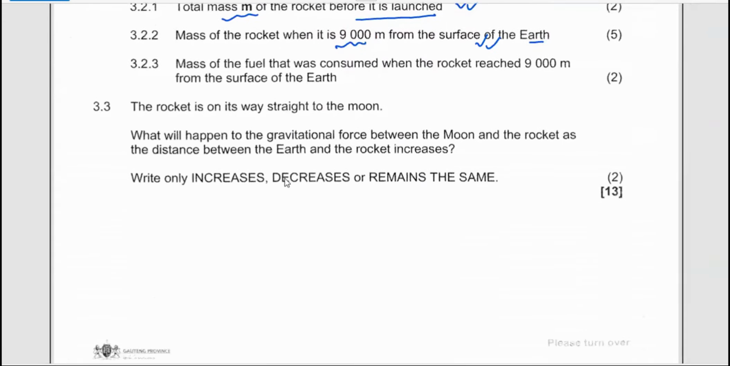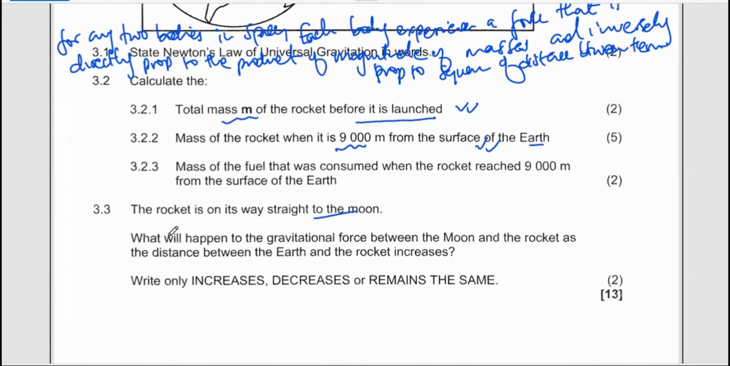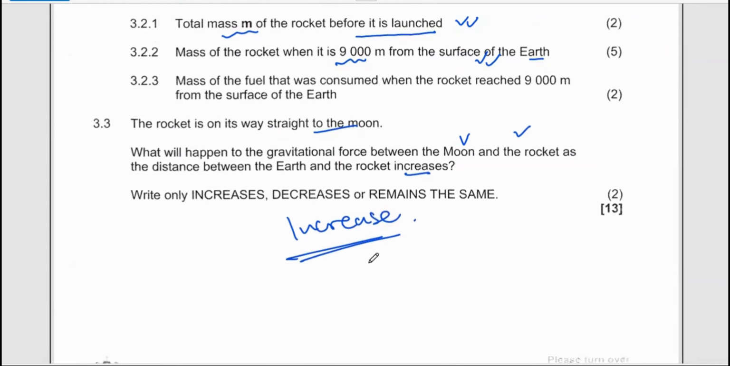Then 3.3, they are telling us that the rocket is on its way straight to the moon, okay? As the rocket is moving to the moon, it simply means that the distance between the Earth and the rocket is increasing, while the distance between the rocket and the moon becomes smaller. So what will happen to the gravitational force between the moon and the rocket as the distance decreases? The explanation is that as the distance decreases, the force must increase. Increase would be the best option for that part.